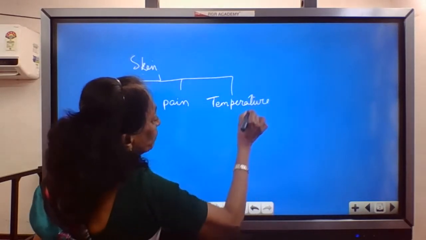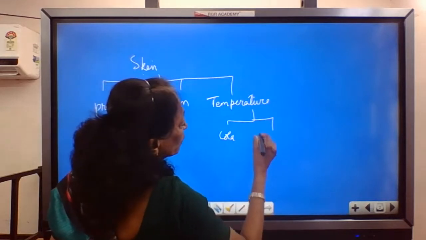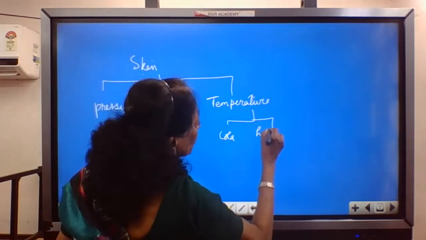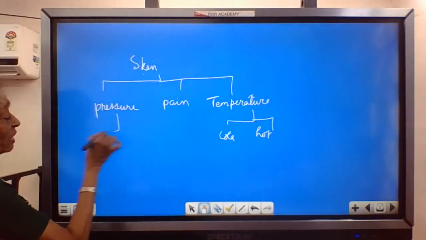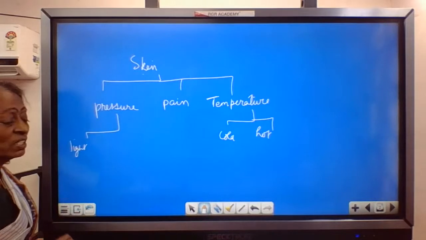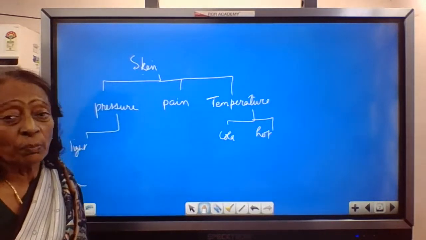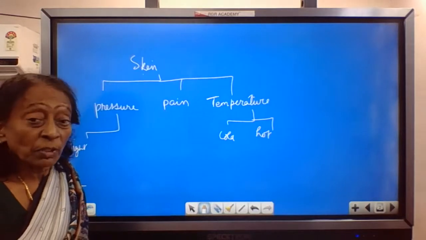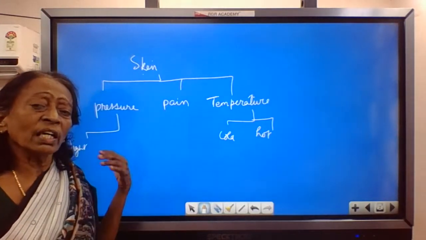Now, in temperature, you have cold and warm, and hot. In the case of pressure, you have light pressure, very light pressure. Suppose you are walking on the road and there is a heavy breeze. Now, the atmospheric pressure is around you. That's another question. Your whole body is under the atmosphere.